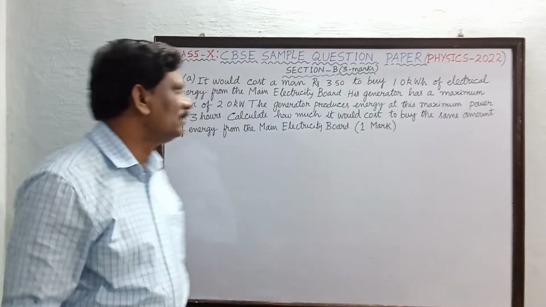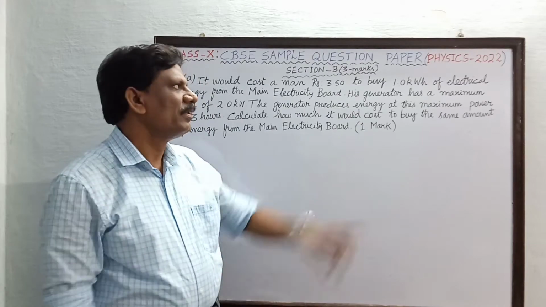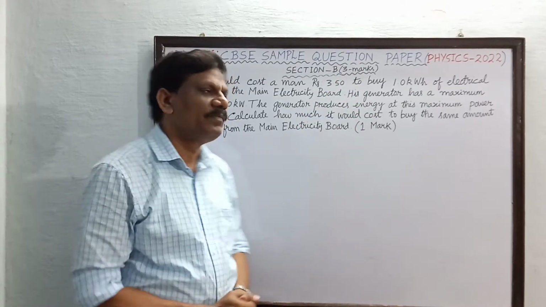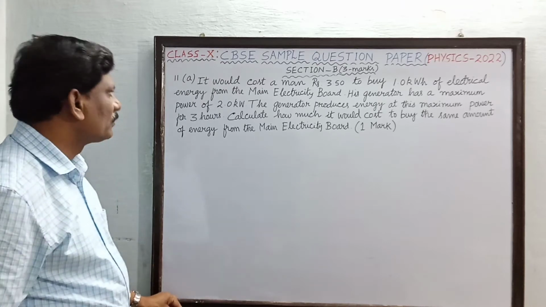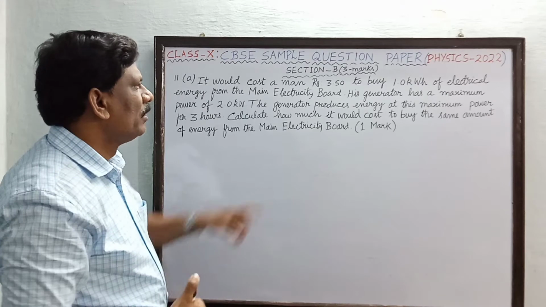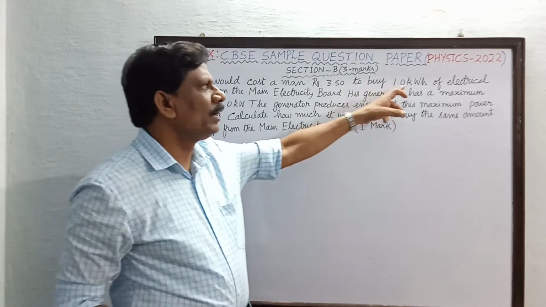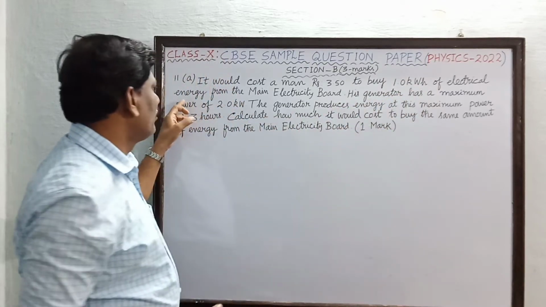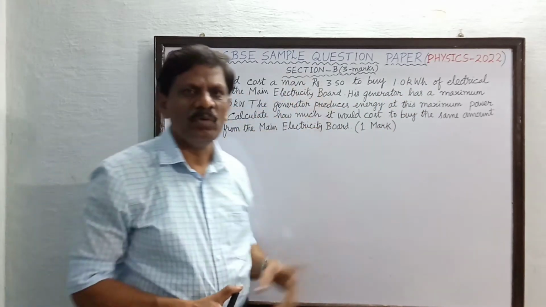Hi students, now we are going to solve the problems in section B, which are 3 marks questions. Now question number 11, A subdivision. It would cost a man rupees 3.50 to buy 1 kilowatt hour of electrical energy from the main electricity board.